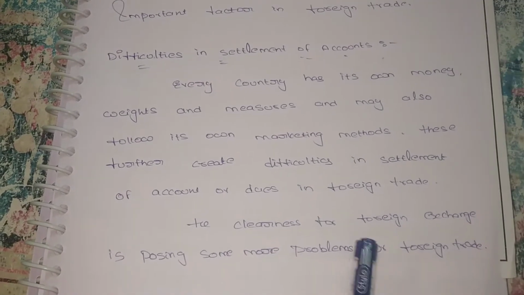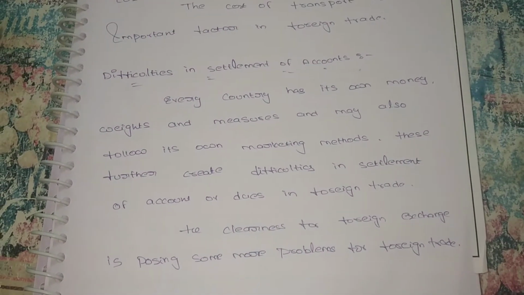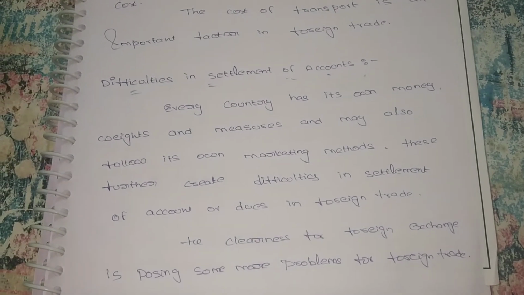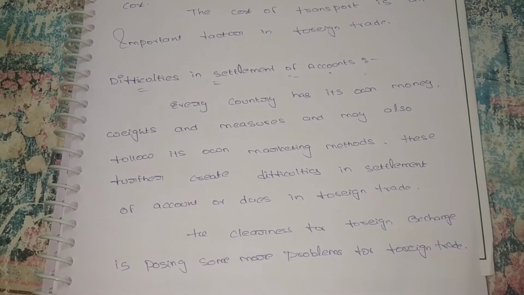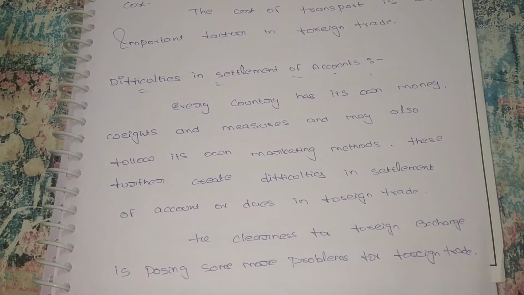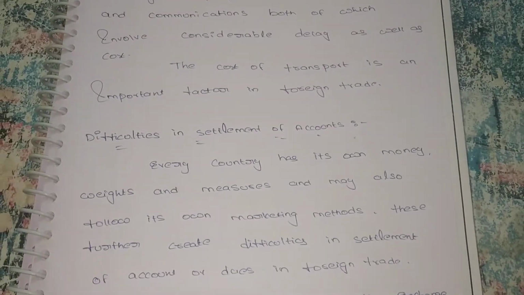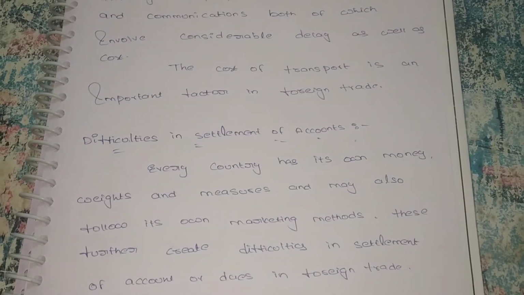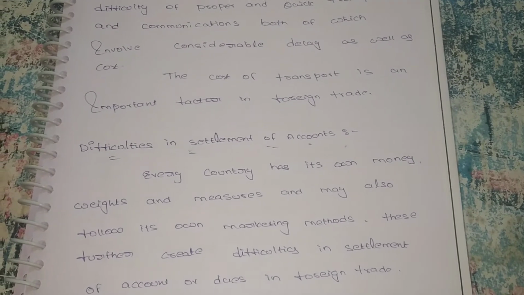And the clearance of foreign exchange poses some more problems in foreign trade. We don't know when the clearance comes. One country pays within 1 month, or another country takes maybe more than 3 or 4 months. So we have to wait. This is the reason we can say it is a disadvantage. We are unable to balance the accounts. So maintaining the balance of accounts through foreign trade is also difficult.